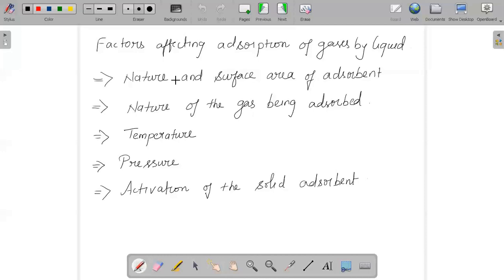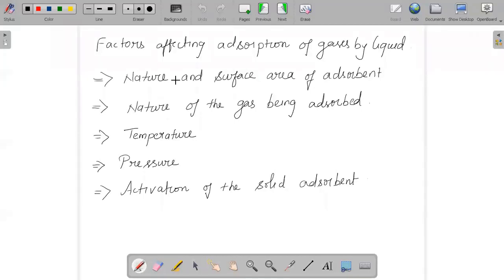When we say critical temperature, as the critical temperature of a gas increases, it becomes easier to liquefy and it is also more readily adsorbed. Why does critical temperature affect adsorption? The higher the critical temperature, the easier it is to liquefy the gas, as there are greater intermolecular forces of attraction between the molecules of the gas.